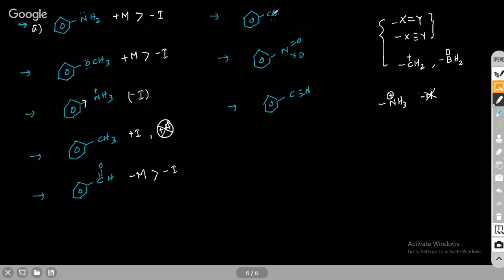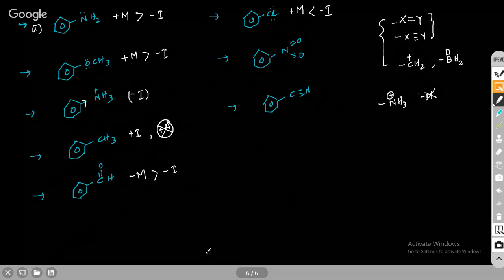Here, what effects are possible? Chlorine has a lone pair on it, so it can show plus M. Since it is more electronegative, it can show minus I also. But for chlorine, we have discussed for halogens, minus I is dominating over plus M.